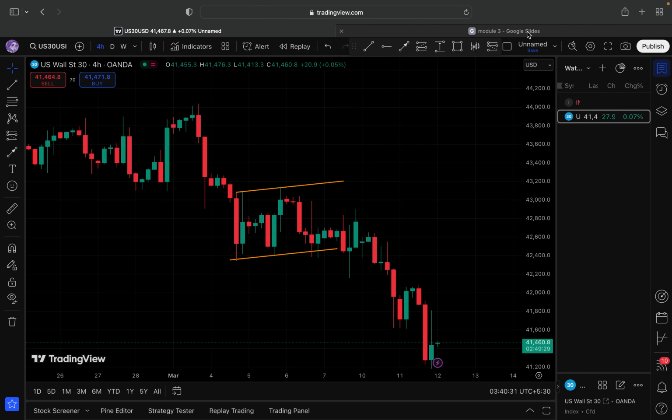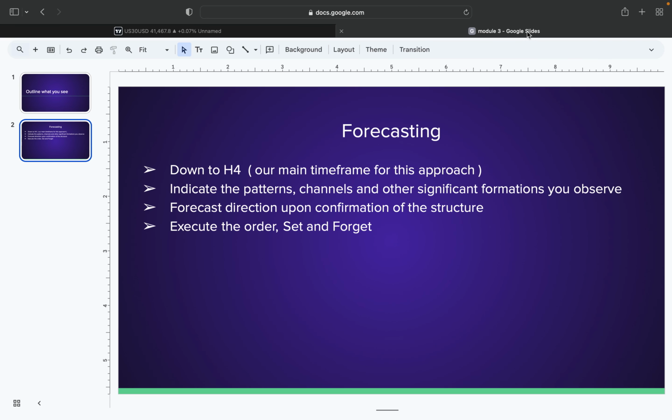I think that would be all for now, as this is a practical aspect of this trading approach. All you need to do is practice, outline what you see, every single thing you see, respect what the market is doing, respect what you see, outline it, trade it, execute, set and forget, forecast and all, and you'll make good profits. So thank you very much, and that will be all for now.